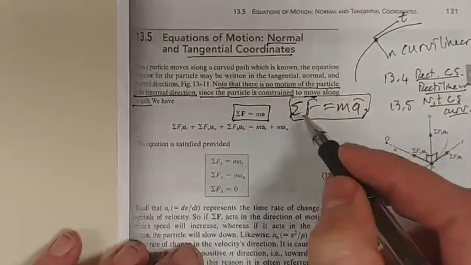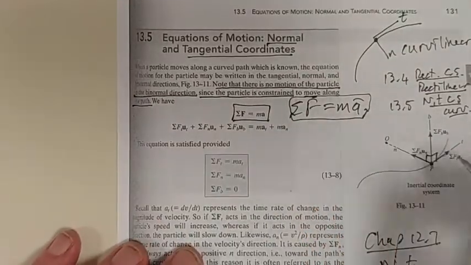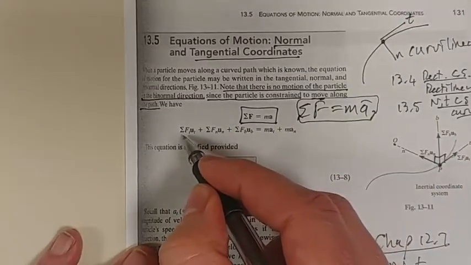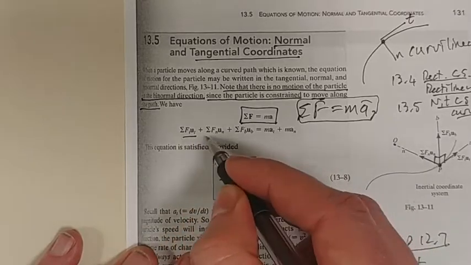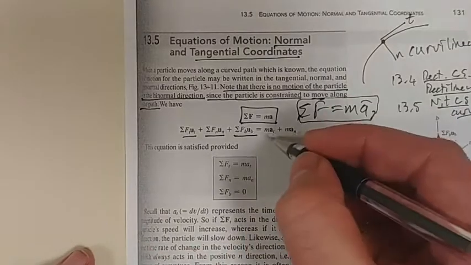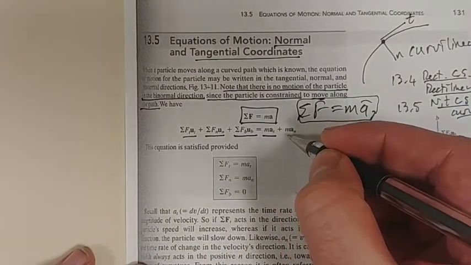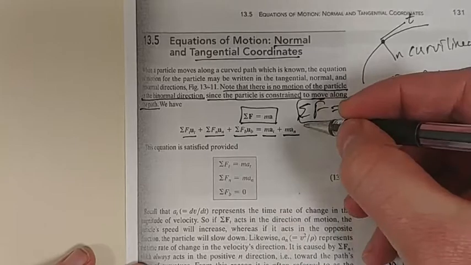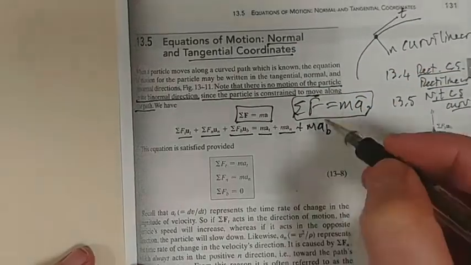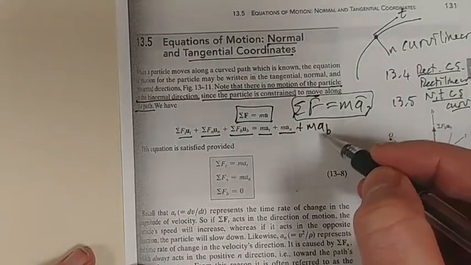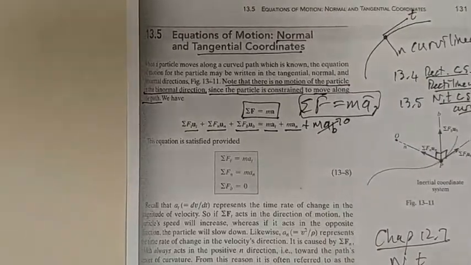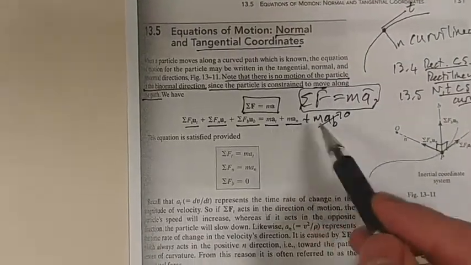We take our equation of motion and we apply it to the normal, tangential, and binormal directions. This is what we should get here. The sum of the forces in the tangential plus forces in the normal plus the forces in the binormal should equal the mass times acceleration in the tangential plus mass times acceleration in the normal plus mass times acceleration in the binormal. But the acceleration in the binormal is 0. So that's why they didn't include it there. I don't know why they didn't. They should have included it there, but they didn't.